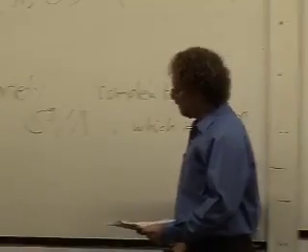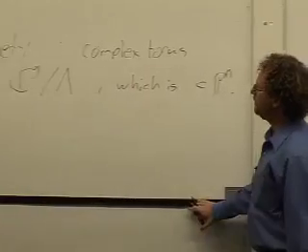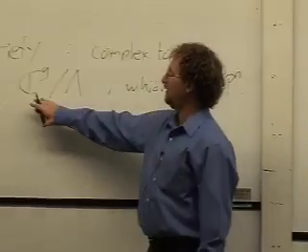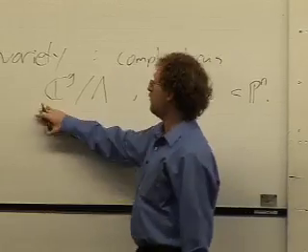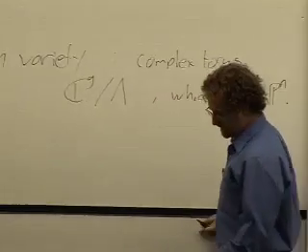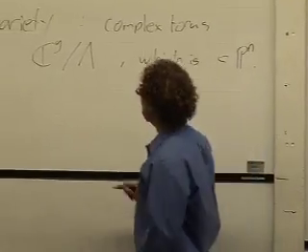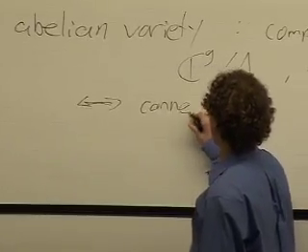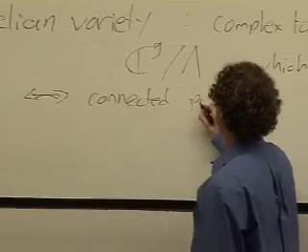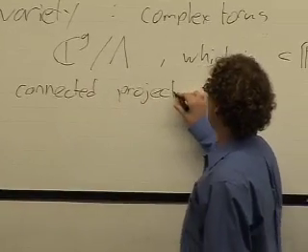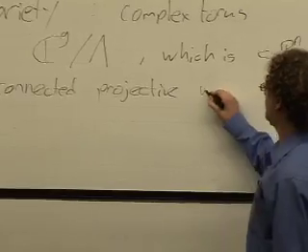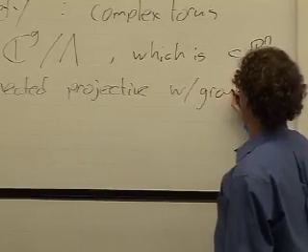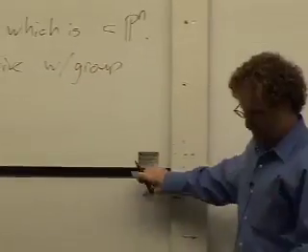One of the first things we notice about this is that it's an abelian group. It's a quotient of C^g by some lattice. In fact, being an abelian variety is equivalent to saying that this is a connected projective variety with group structure. It's going to have an abelian group structure. So, okay, these are the objects.